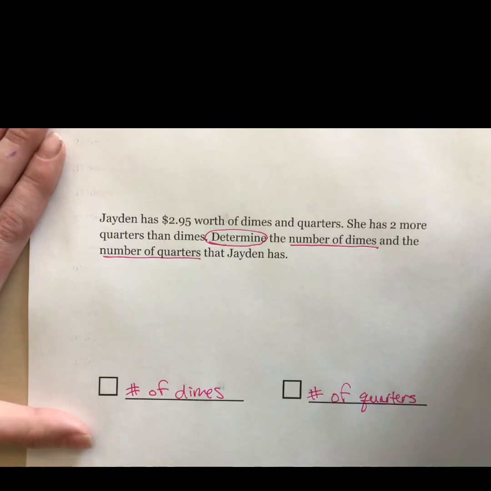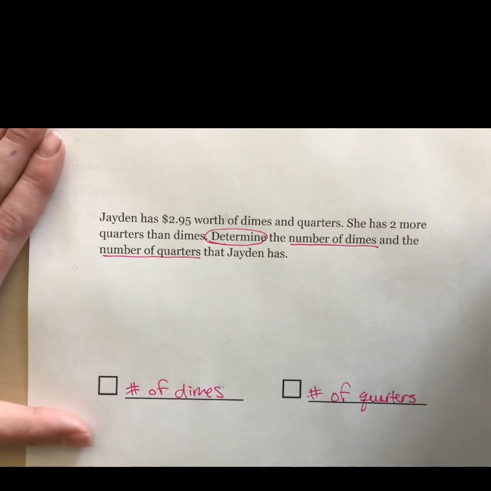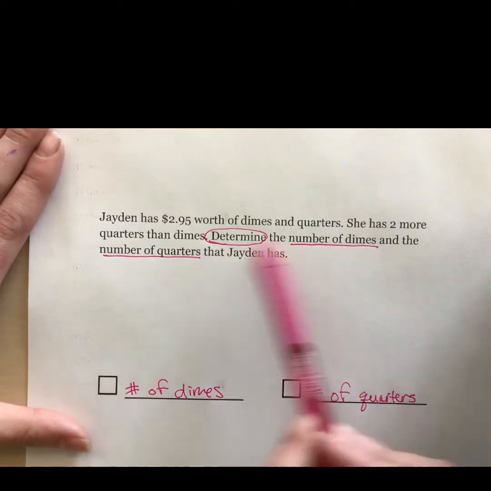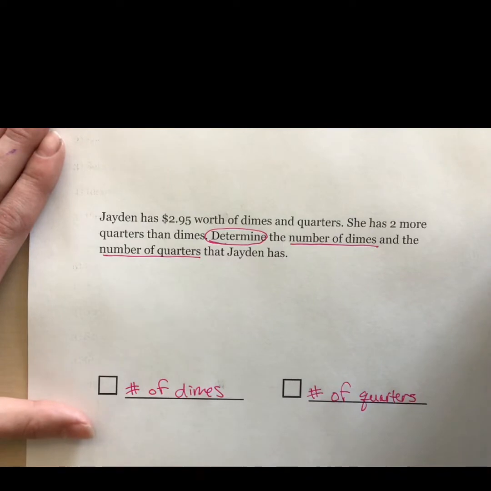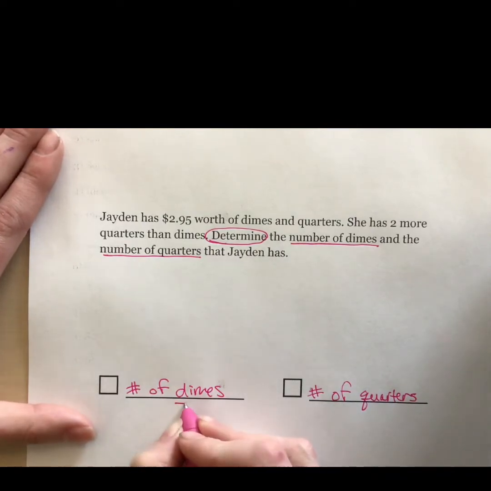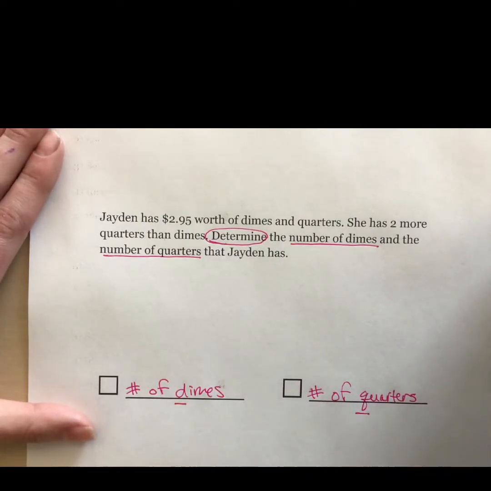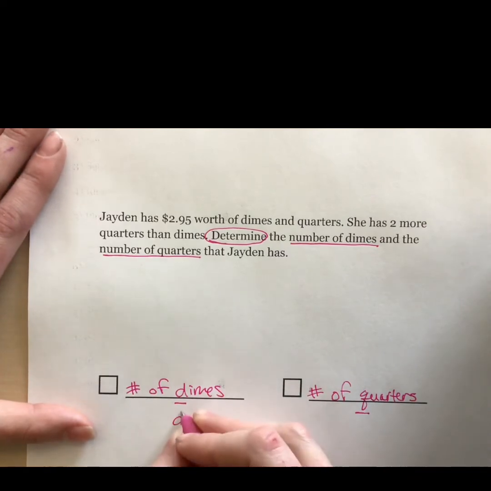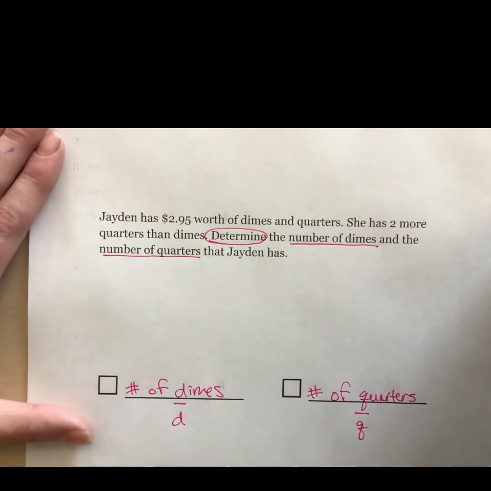Now our second step tells us that we need to set up our variables, define what our variables are going to be. As I said, our things that we are trying to solve for are going to be the variables that we make up. I like to pick just the first letter of each part that I'm trying to find. So we'll have D for dimes and Q for quarters.